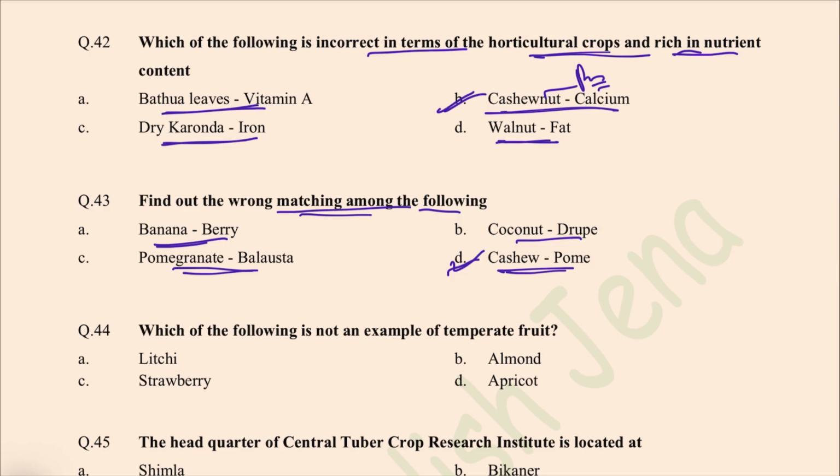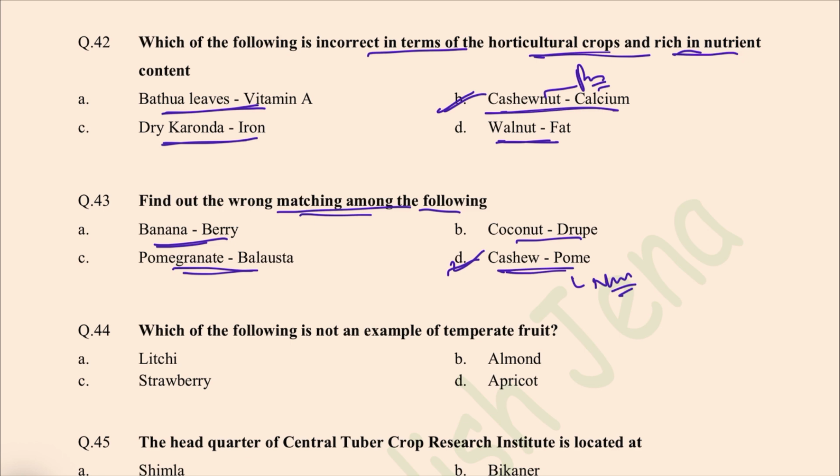In case of cashew, the fruit is known as nut or achene. Banana is a fleshy fruit derived from a single ovary, classified as a berry, and parthenocarpic. Coconut has a fibrous outer layer, that is husk, and a hard inner shell surrounding the seed, making it a fibrous drupe. Pomegranate has a hard leathery rind and is a specialized type of berry called balausta.